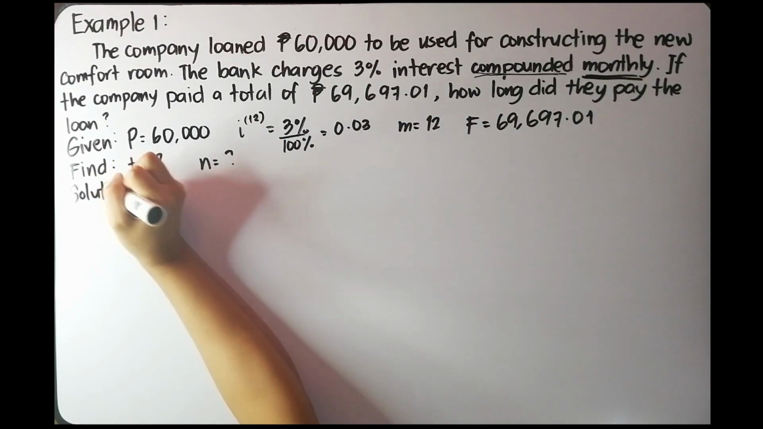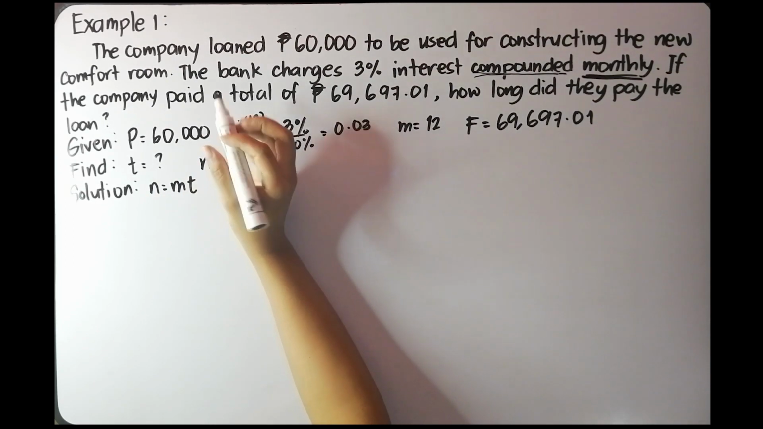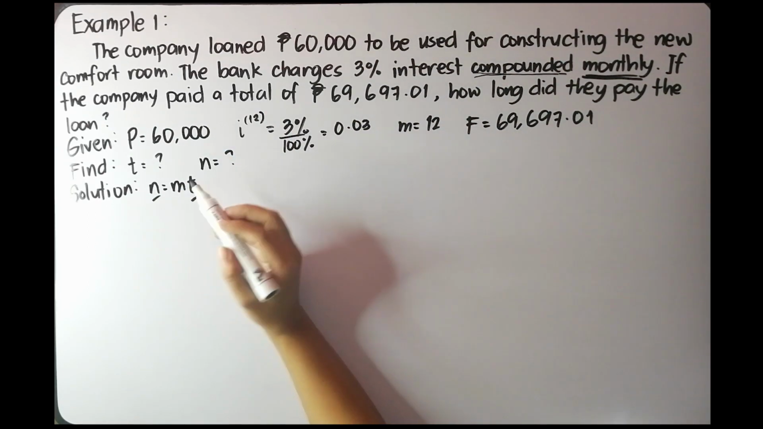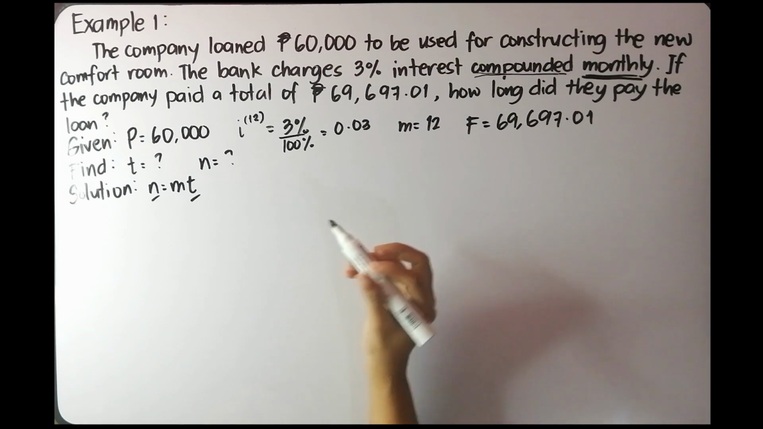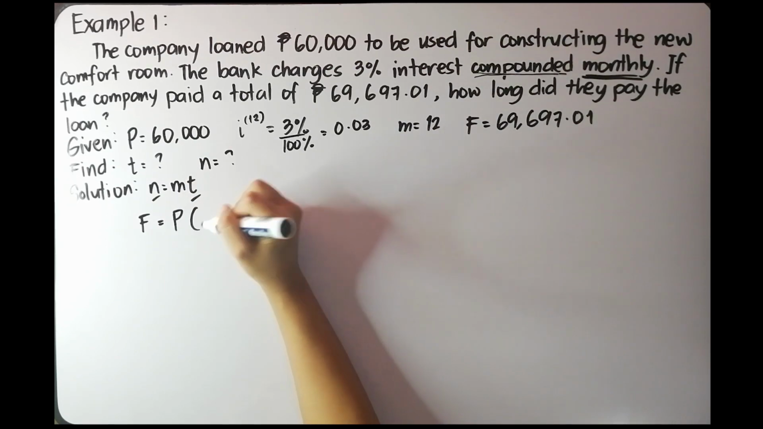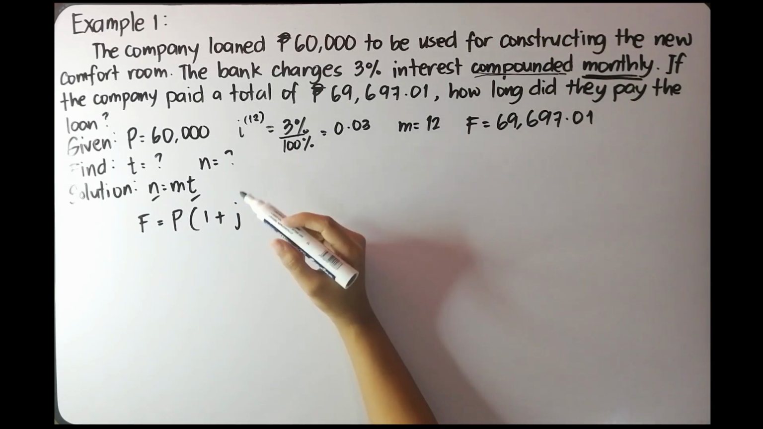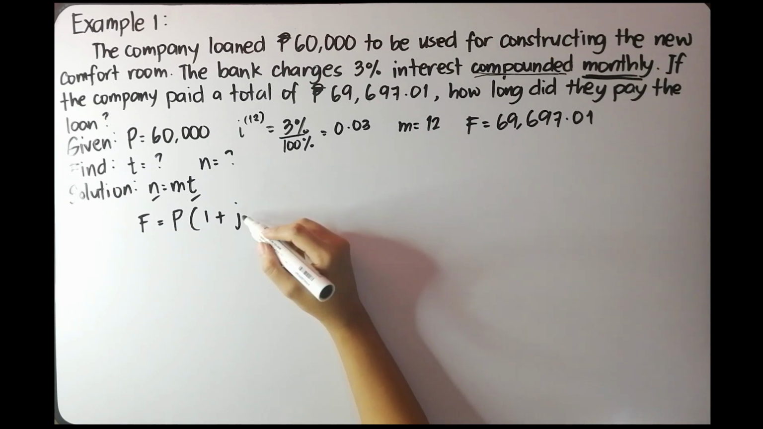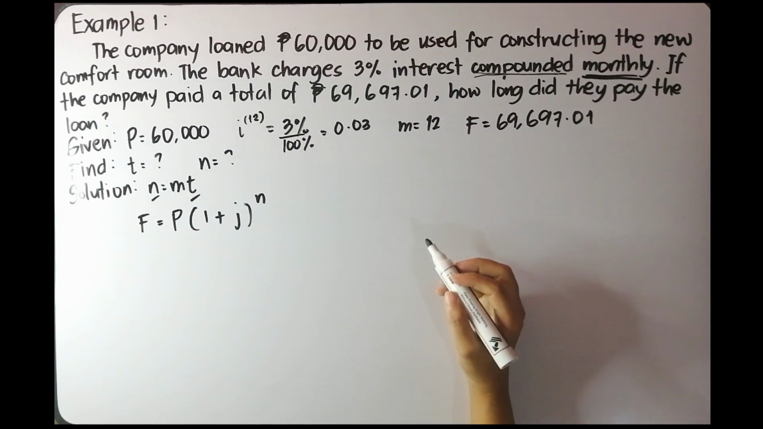For our solution, we have N equals M times T. So we have missing T and N, and we just have M. Now let's take a look at another formula involving future value for compound interest, which is F equals P, the principal amount, times 1 plus J, our interest rate, which is the quotient of the rate over the frequency of conversion, raised to N. Our N is M times T.